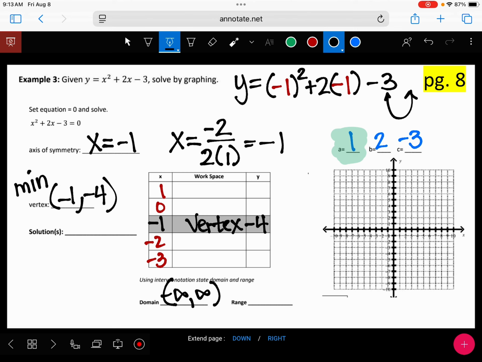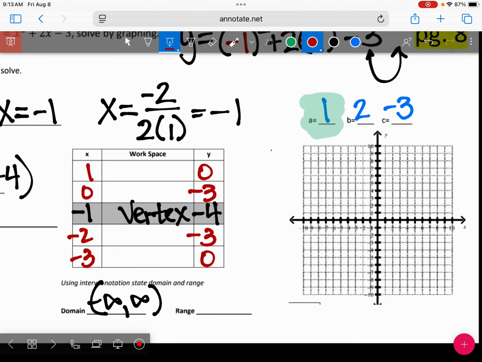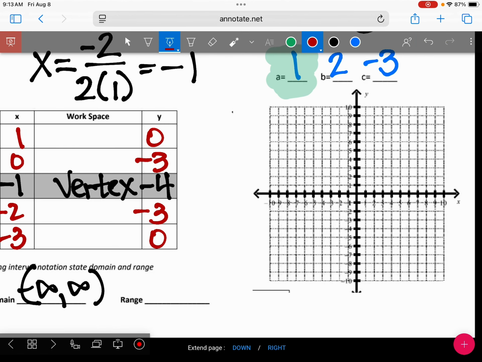All right, so when you put in the 1, okay, I know 0 is negative 3. So when you put in 1, what did you get? 0. All right, so let's go ahead and graph it. So I have a point at 1, 0, and 0, negative 3.